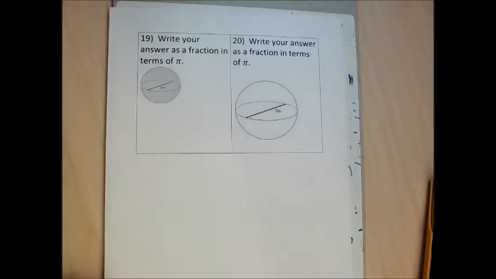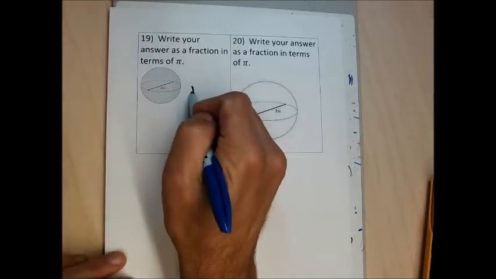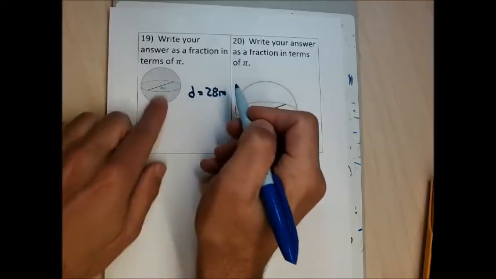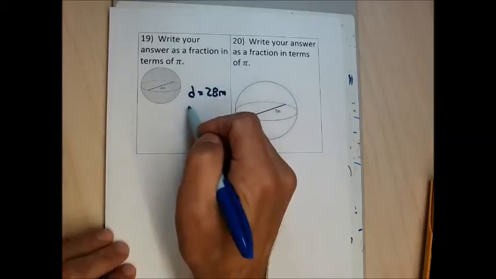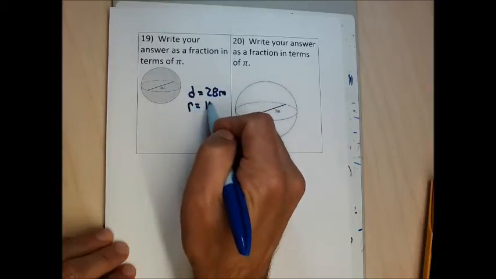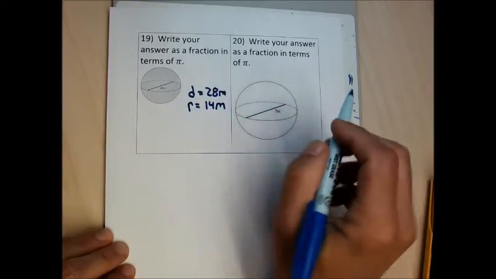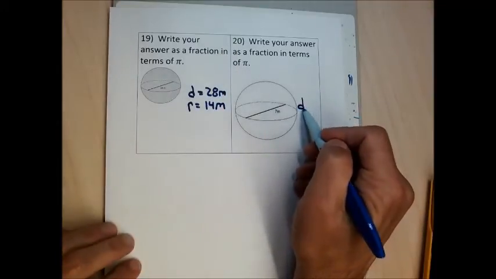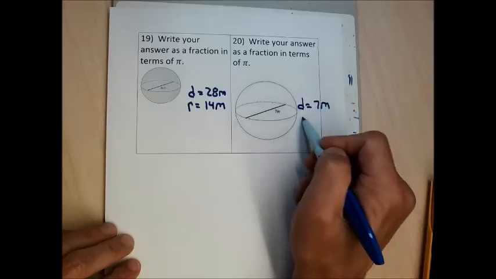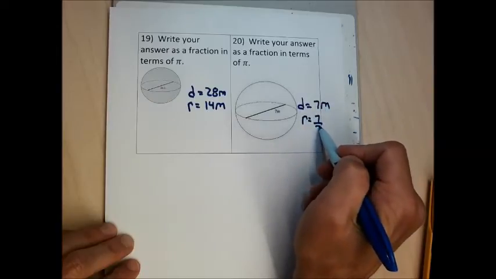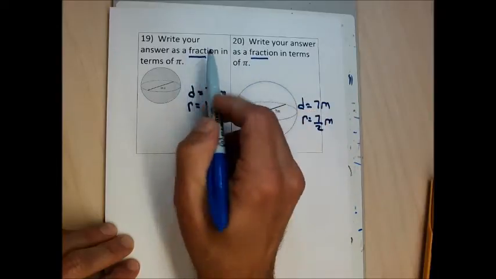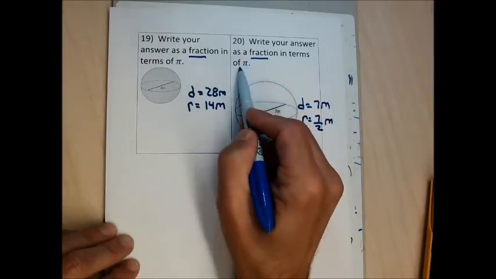We're asked to find the volume of these spheres. For your sphere, it gives you the diameter, 28 meters. I don't know how readable that is. We need a radius to find the volume of a sphere. Half of the diameter is the radius. My sphere has a diameter of 7 meters, so the radius is half of that, or 7/2 meters. Both of our problems say leave your answer as a fraction and leave the pi in your answer.